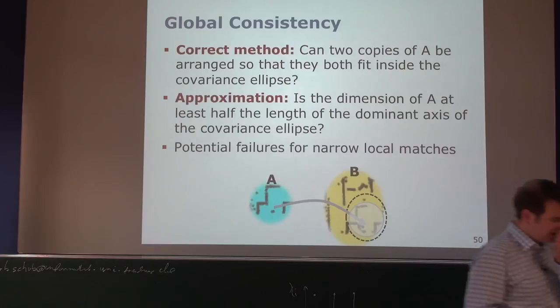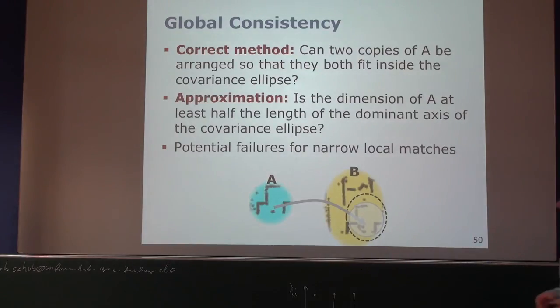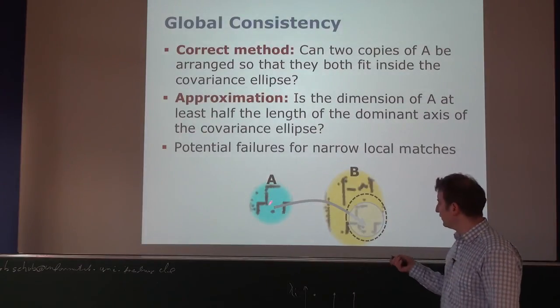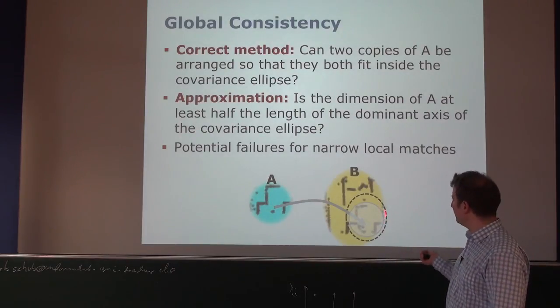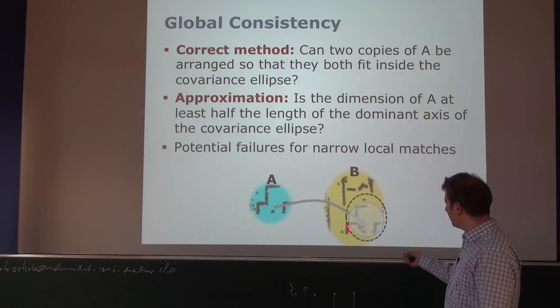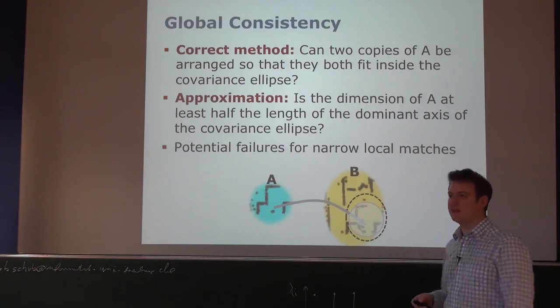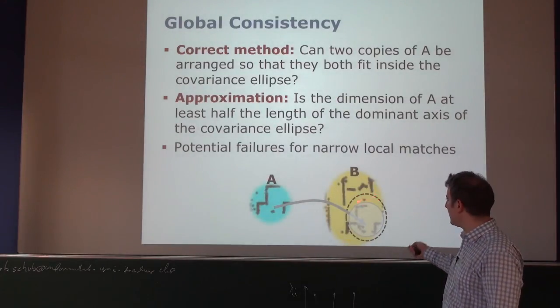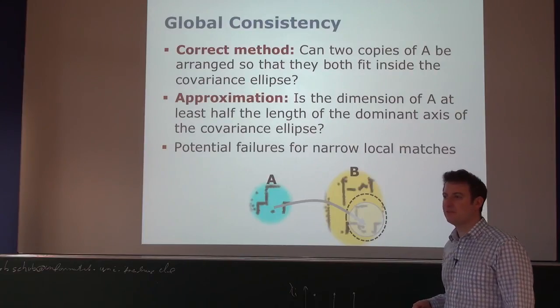The second thing is quite easy. Not quite easy. The second question is, if this is one potential match, is there some area around this area A within this ellipse so that A would fit a second time in there? So something I haven't seen, for example. Or is there enough wide area so that A would fit in there a second time?